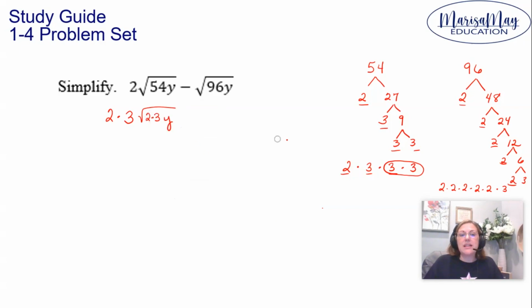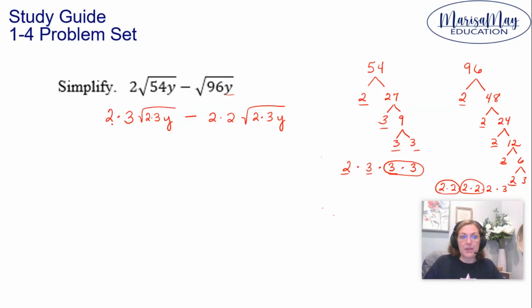Okay. Let's do number 96 here. I'm looking for pairs of 2s. I got a pair of 2s there. I got another pair of 2s here. So I've got 2 pairs of 2s coming out. So I've got 2 times 2. That's for both pairs, right? And then underneath, I've still got the 2 times 3 times the y that was underneath there.